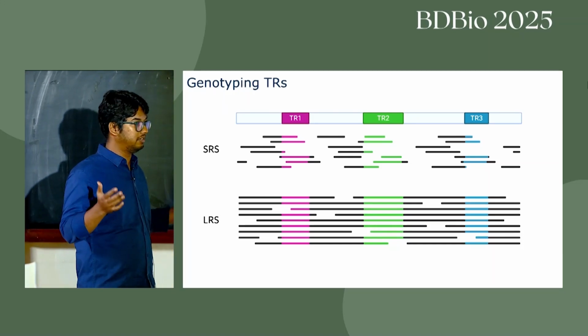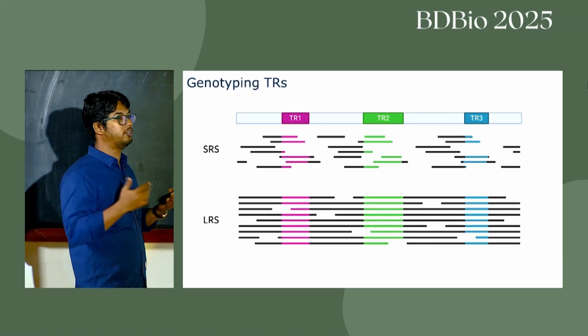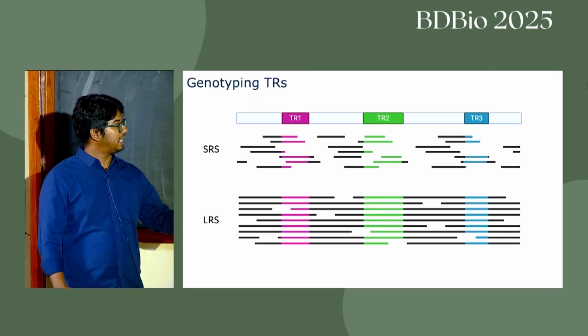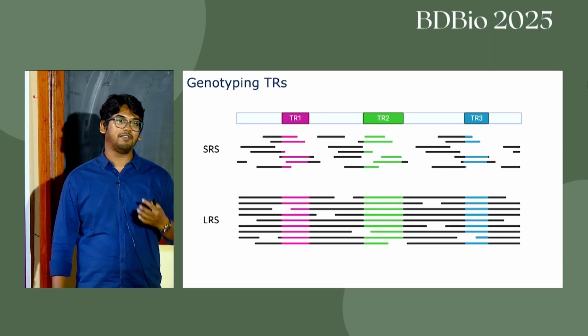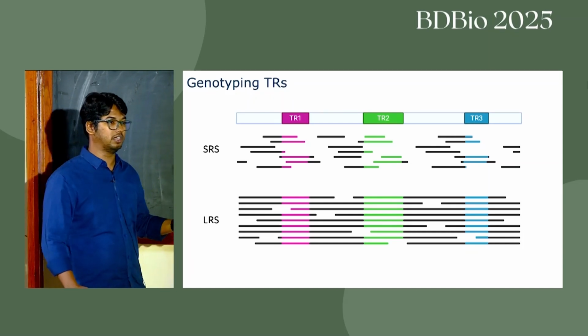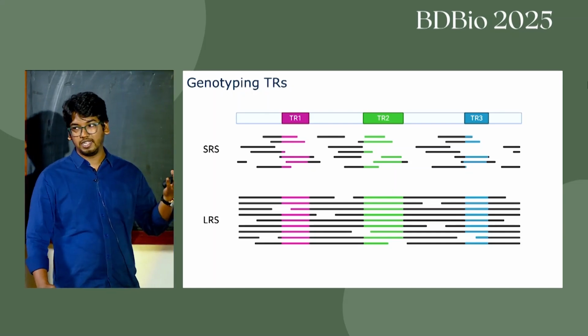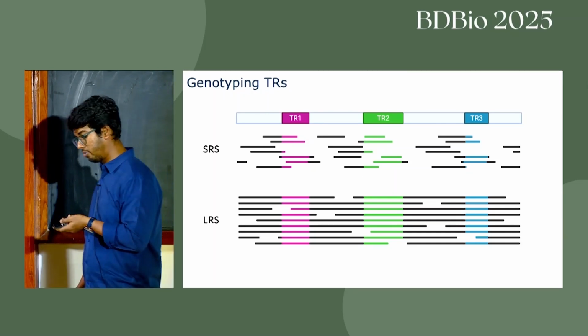And the advantage, as you can probably imagine, is that tandem repeat loci are now covered in full in the same read, right? You don't have to do guesswork anymore. And many times, in fact, the same read will have information of more than one tandem repeat locus, right? So this is the advantage that long reads provide.